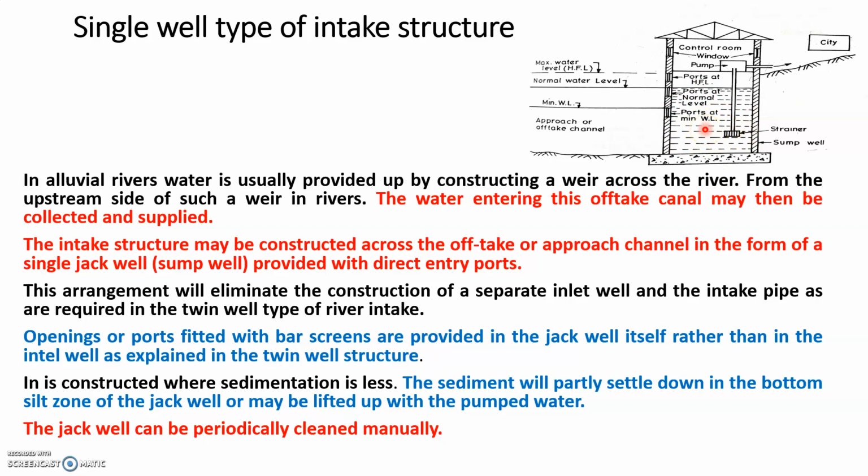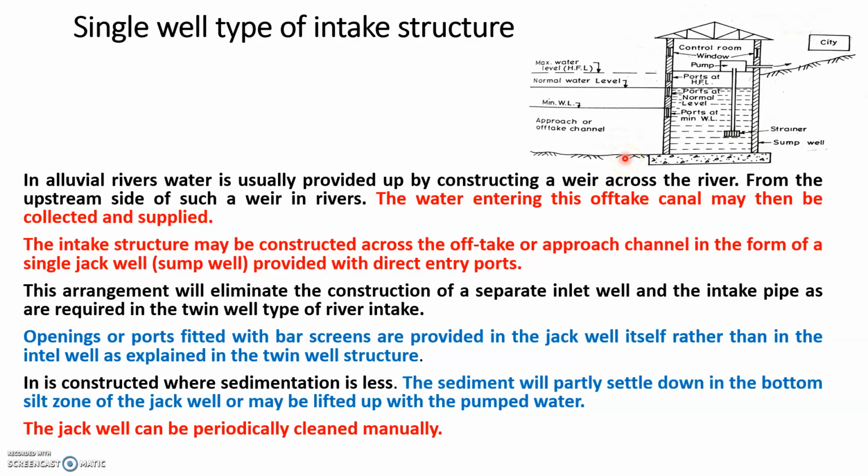It is constructed where the water is being collected and taken in canals or in conduits, to wherever you want to supply the water. Here it consists of a single jack well. There is no intake structure, only a jack well. This eliminates a separate arrangement of a separate intake well or intake pipe, which is necessary to connect both the towers or twin wells.